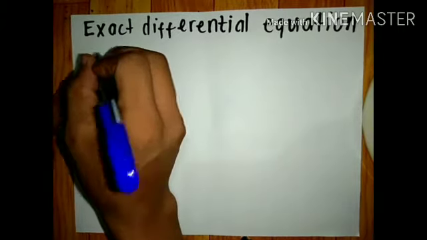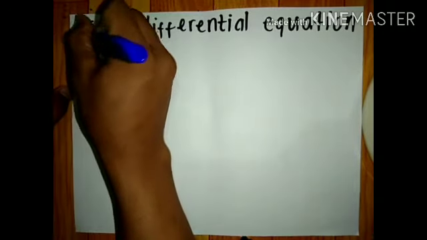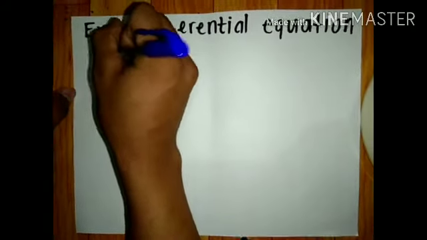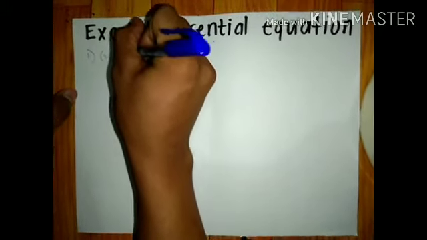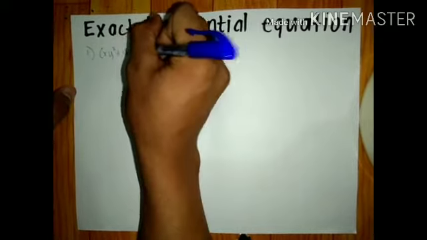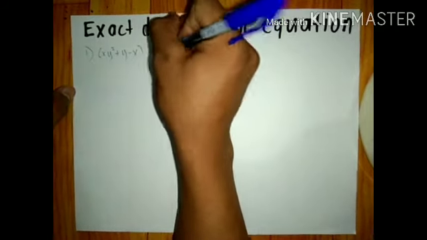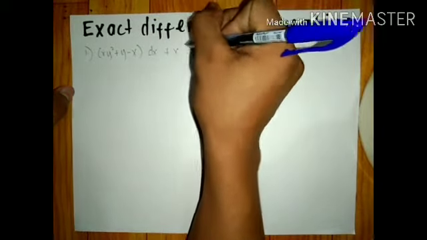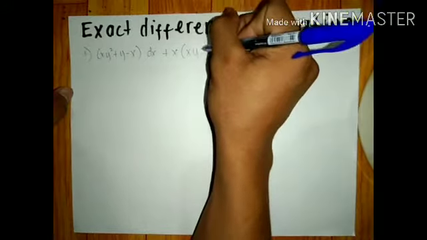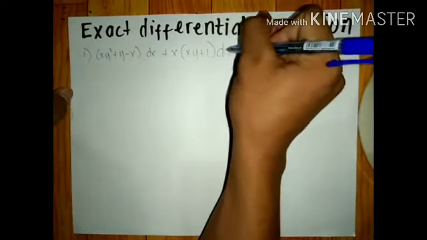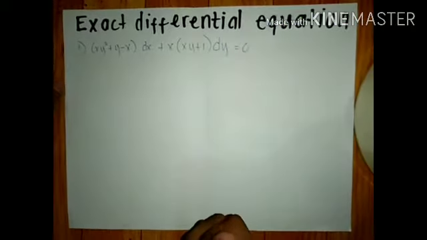So let's try to solve example number 1. (y squared plus y minus x) dx plus x times (xy plus 1) dy is equal to 0.